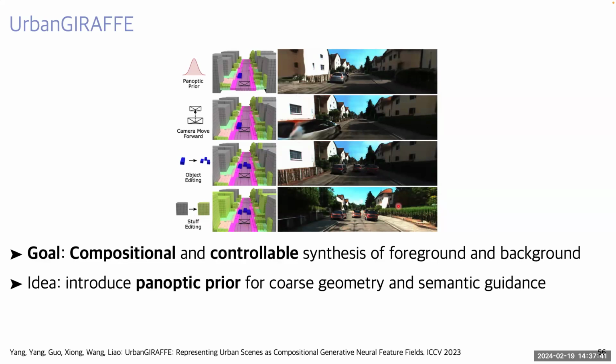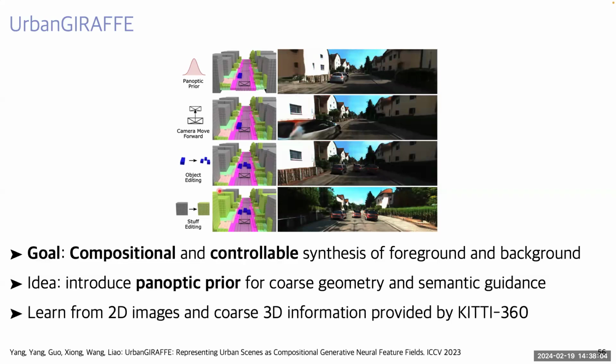The idea is also very straightforward, because it's really hard to learn the geometry of the background directly from a number of street view images. It's not like object generation, where you have a canonical space to generate objects. So in this case, we simply introduce a panoptic prior for the coarse geometry and semantic guidance. This geometry prior is provided by the KITTI-360 dataset again. We simply voxelize the 3D bounding box annotations to obtain such prior information.